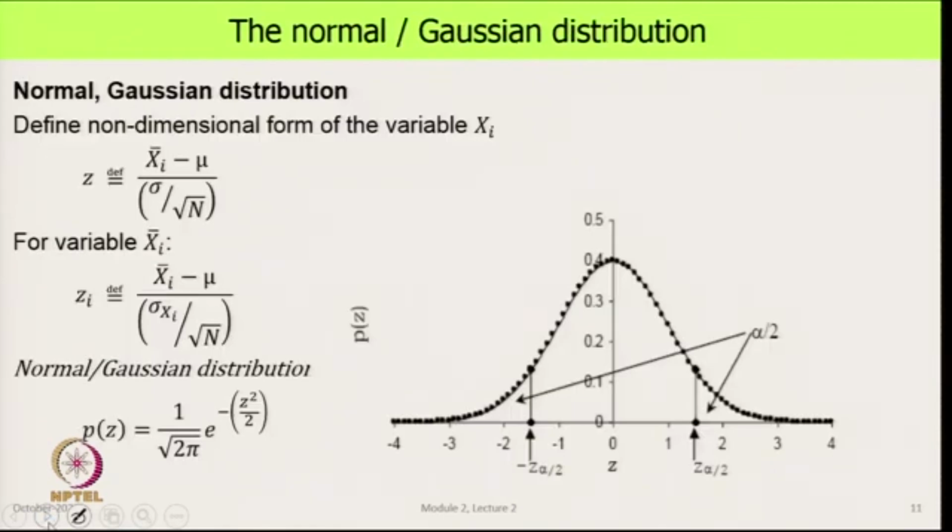And just to show a quick revision of what is a normal distribution or a Gaussian distribution, we can look up any book on statistics. We define a non-dimensional form of the variable in this form, and for the variable xi bar we have Z_i equal to this, and the normal distribution is given by this relation. And if you plot this, this side is Z on the x axis, this side is the probability of that Z, and we get a symmetric distribution which is like this, with Z alpha values being 1, 2, 3, 4 like that.